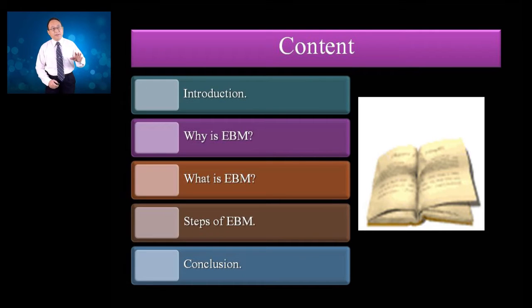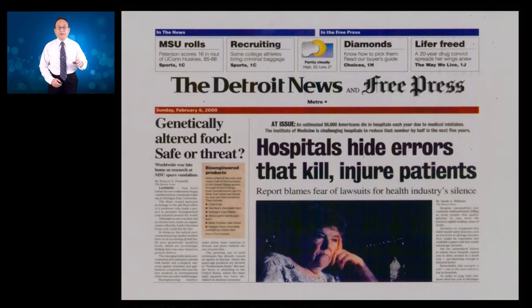Well, you may know this from the newspaper. It was said that hospitals hide errors that kill injured patients. It's been published because of the concern on how the victims have been quite many in the era of healthcare services. Do you know why patients are sometimes injured or even killed?